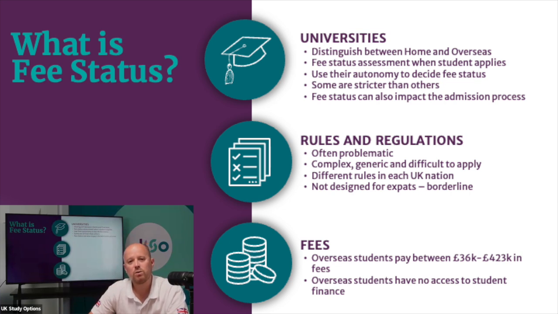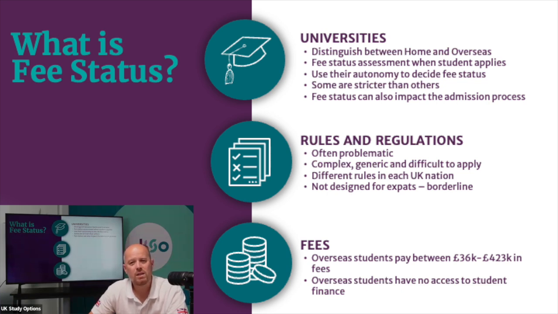So universities will be undertaking a fee status assessment on every application that they receive to make sure they are charging the correct amount of fees. Now, each university in the UK has the full autonomy to make the final decision on the fee status of students on their courses. So with over 150 different universities in the UK, some universities can be stricter than others, making it tougher to get home fee status.